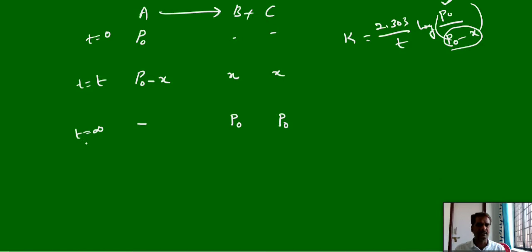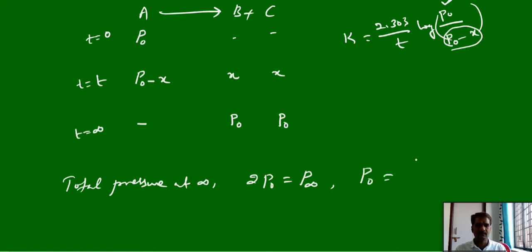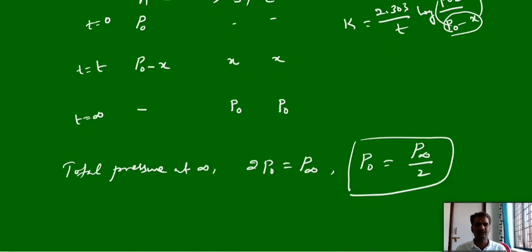First, at infinity, what is the total pressure? It is P naught plus P naught, that means 2 P naught is equal to P infinity. This is given. From this, P naught is equal to P infinity by 2. So now we got one parameter, P naught. Now the second one, P naught minus x, means we have to calculate the x value. Then those two values we can substitute.